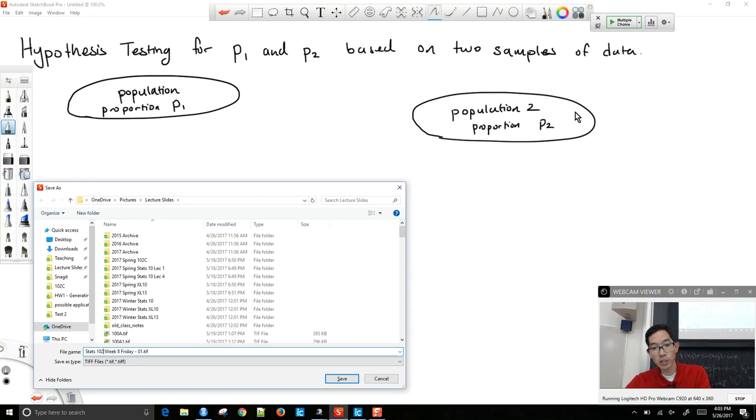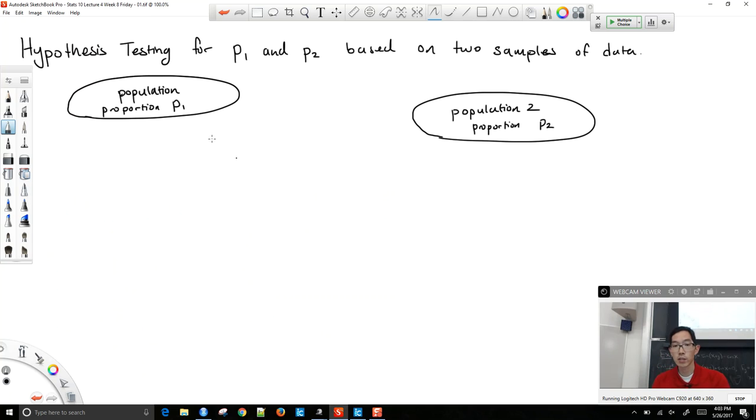So what do we do? We take a random sample from each of these populations. From population 1, I take a little piece. This is sample 1. It has proportion P hat 1. And from population 2, we take a little piece. Over here, I have sample 2, and it has proportion P hat 2.